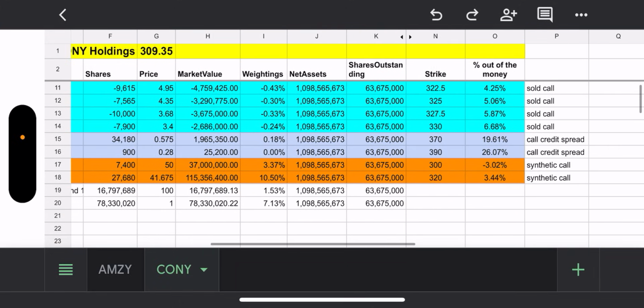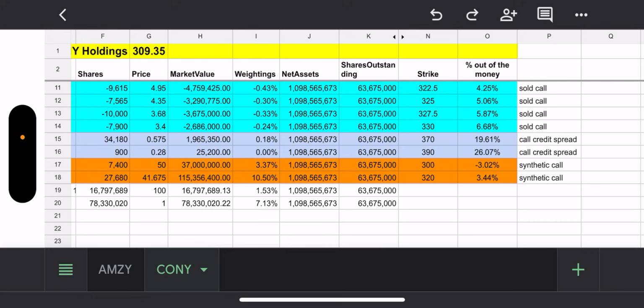All right, so here's the recap for the calls. We'll just talk about the calls because the call credit spread, they're not helping right now. 9,615 contracts, 322.50 strike price, 4.25% out of the money. All right, so far so good. 7,565 contracts, 325 strike price, 5.06% out of the money. Okay. 10,000 contracts, 327.50 strike price, 5.87% out of the money, and 7,900 contracts, 330 strike price, 6.68% out of the money. So again, so far so good. They got 3 trading days left.